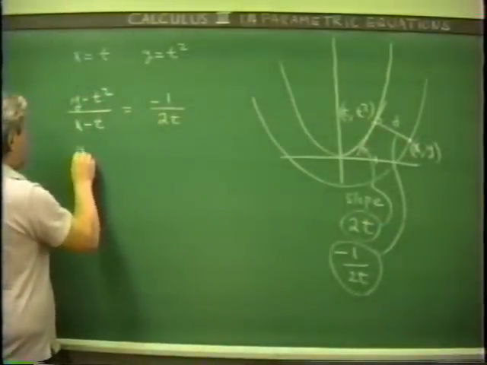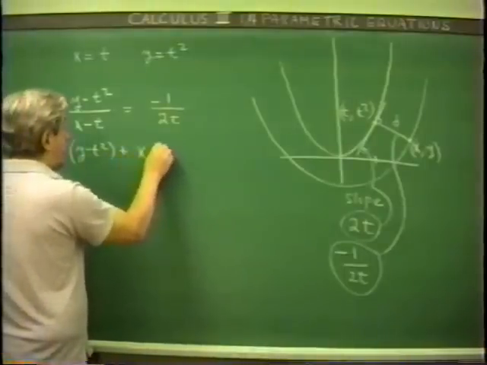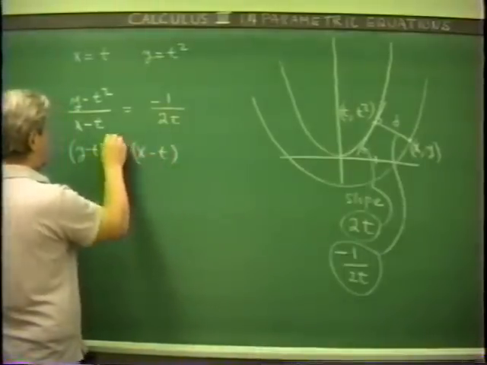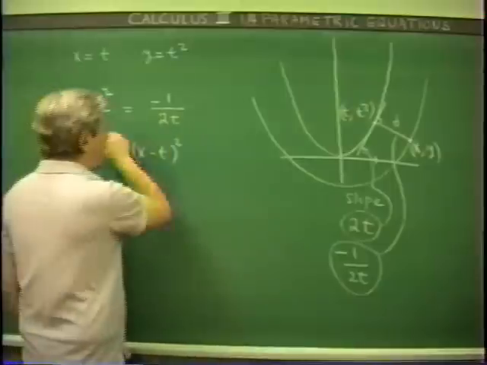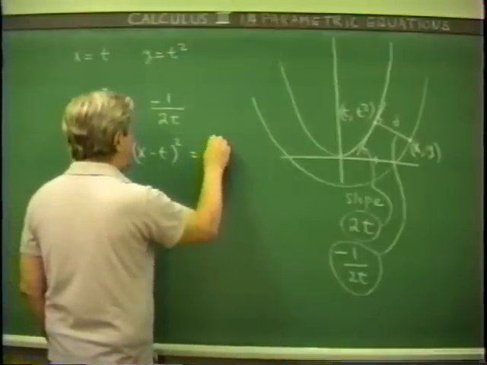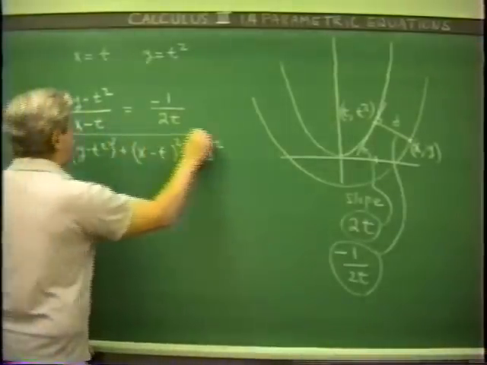What we also have here is that this distance is supposed to be equal to the fixed quantity d. So we have the square root of (y minus t squared) squared plus (x minus t) squared is equal to d, or that this is equal to d squared.